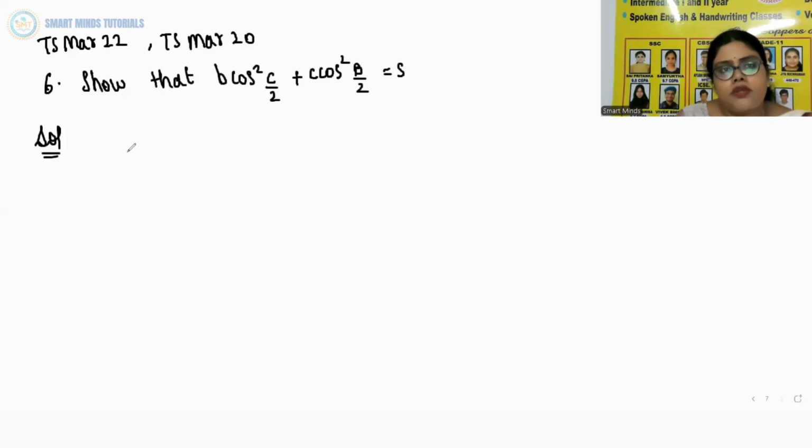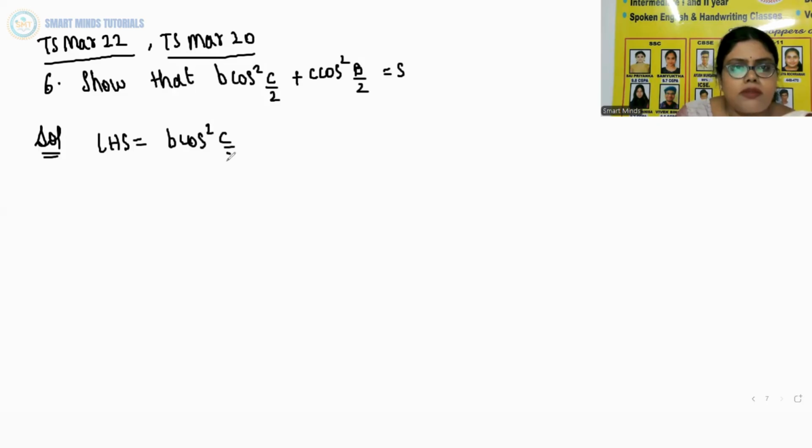Now take the next question. This appeared last in March 22 and TS March 20. The question is, show that b cos square C by 2 plus c cos square B by 2 is equal to s. So we will take LHS first. LHS is b cos square C by 2 plus c cos square B by 2.